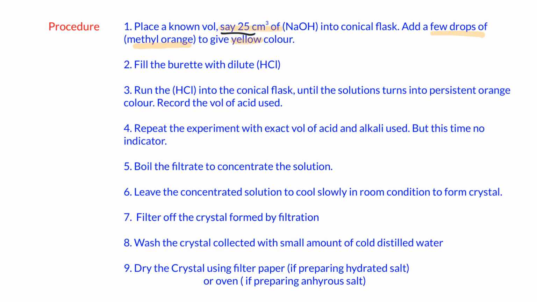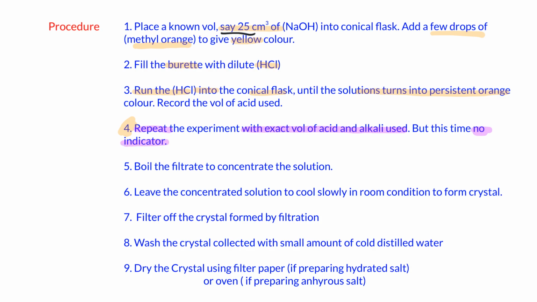These are important information. Second one, fill the burette with HCl, and then you run the HCl into the conical flask until the solution turns persistent orange. And then you have to record the volume of acid used. With this one, just how we mentioned, you have to repeat the experiment with exact volume of acid and alkaline used, but most important is no indicator this time.